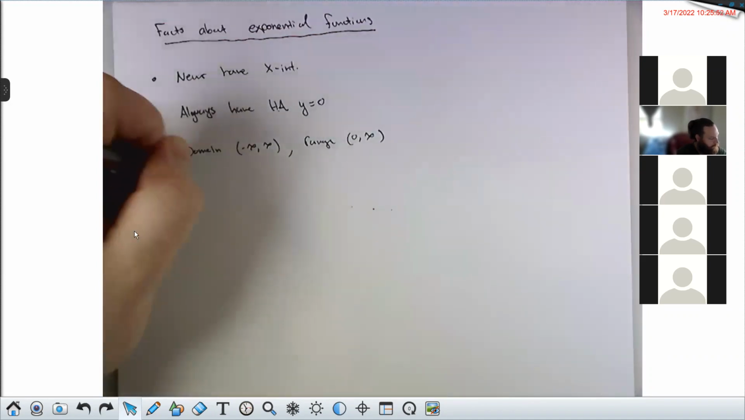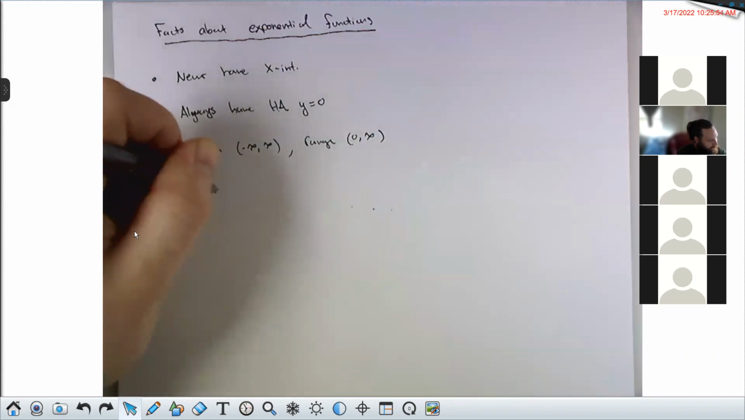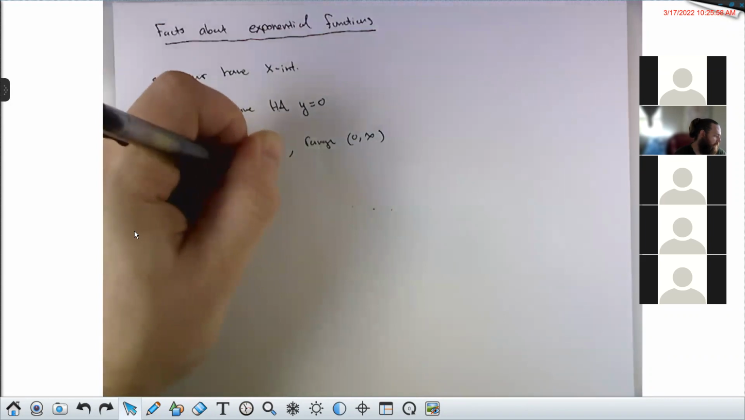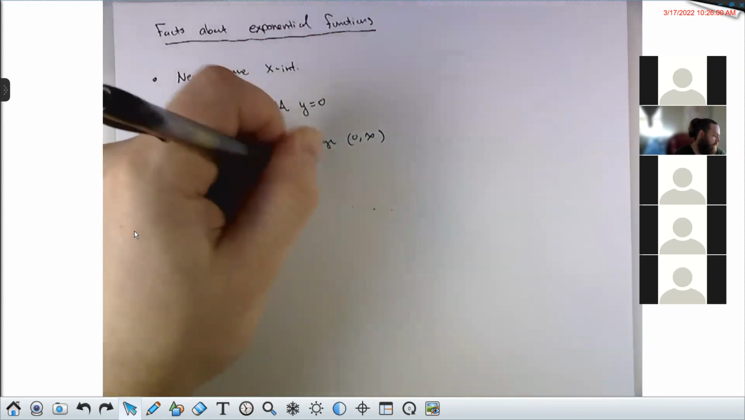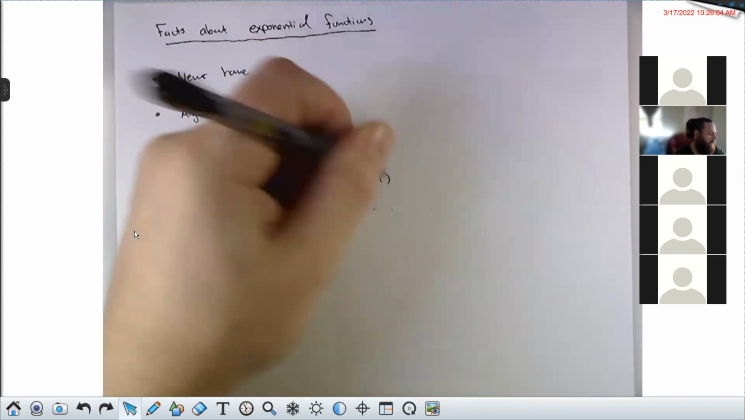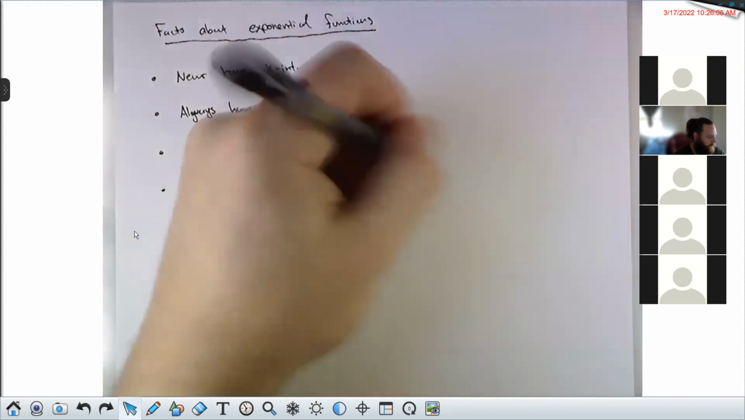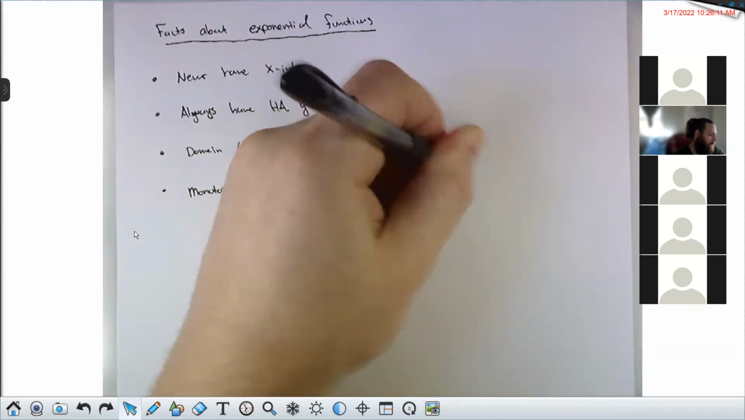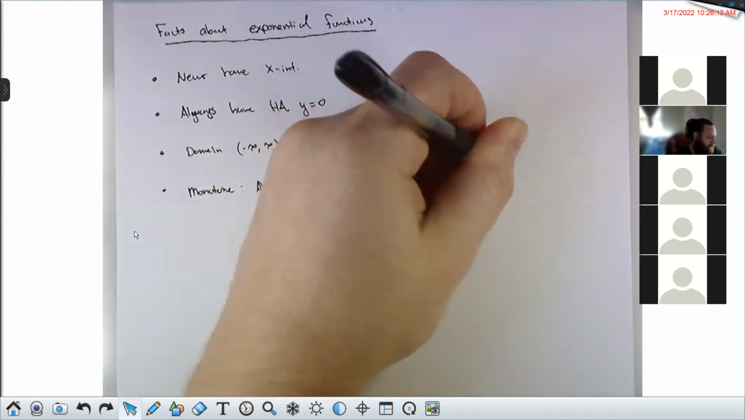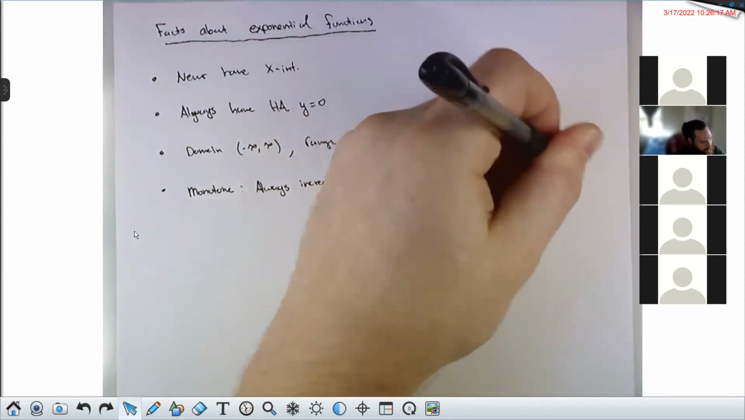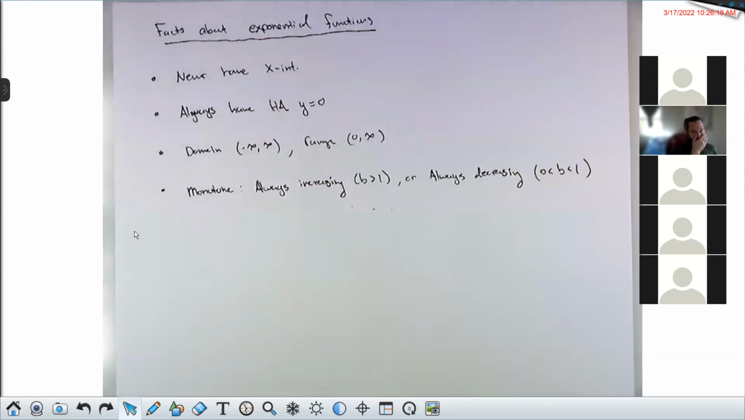They're also always monotone, meaning always increasing, and that's if b is bigger than 1, i.e. a growing exponential, or always decreasing. That's if you're looking at a decaying exponential where b is between 0 and 1.